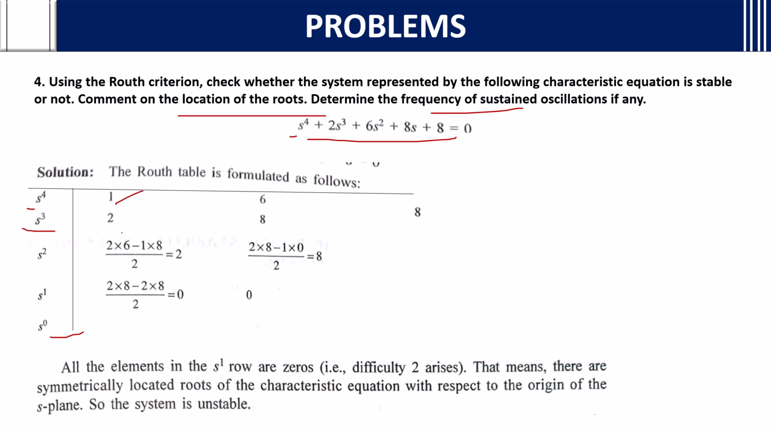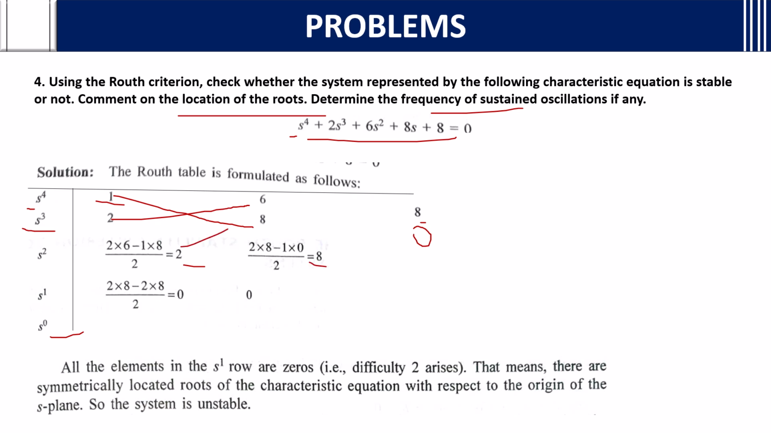Then 1, 2, 6, 8 and 8 you will write. Then the same procedure we followed will be followed here. (2 into 6 minus 2 into minus 1 into 8) by 2, you will get 2. (2 into 8 minus 1 into 0) by 2, you will get 8.